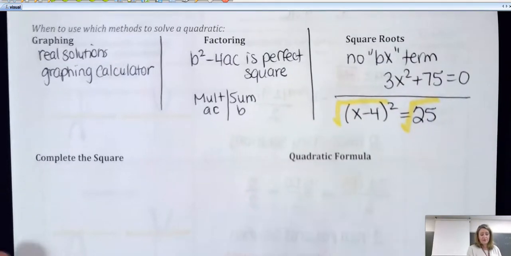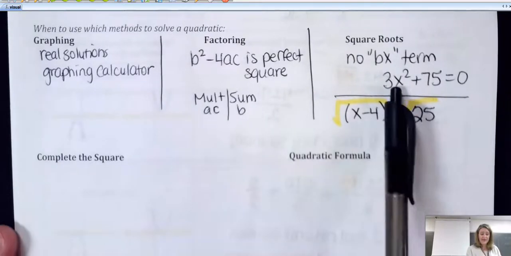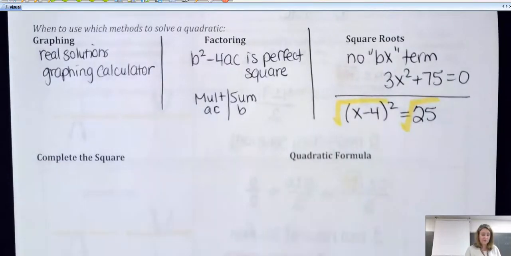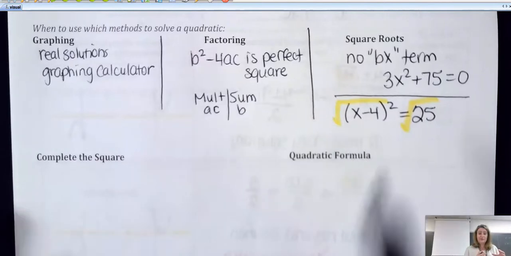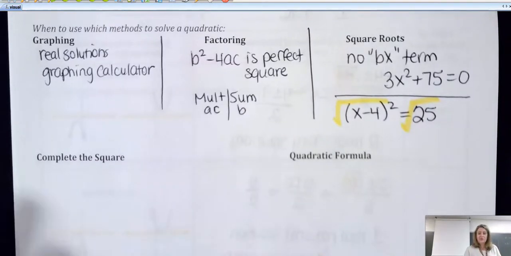So if you have it all multiplied out and you don't have an x term, go ahead and solve by using square roots. Or if you have a set of parentheses, isolate those parentheses that are squared. You can take the square root of both sides.